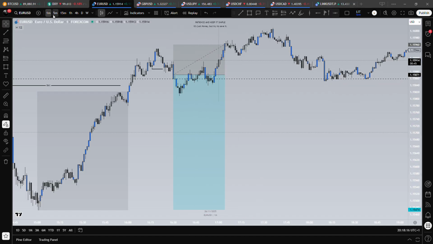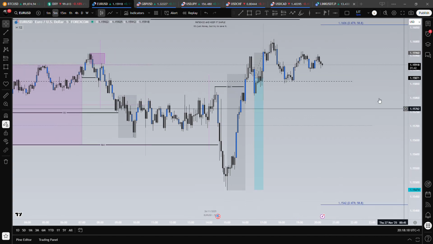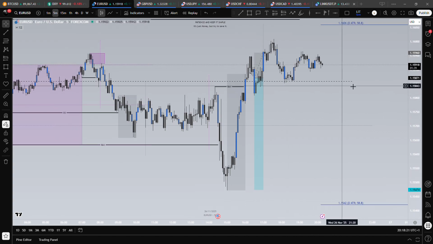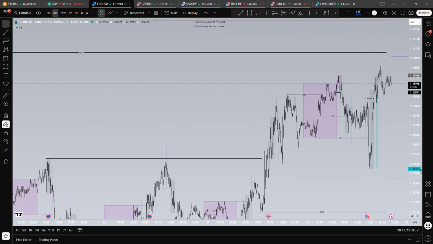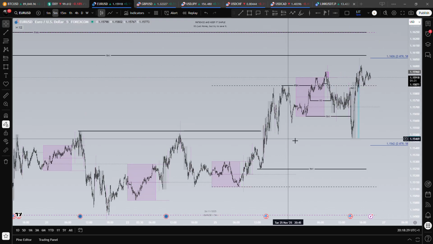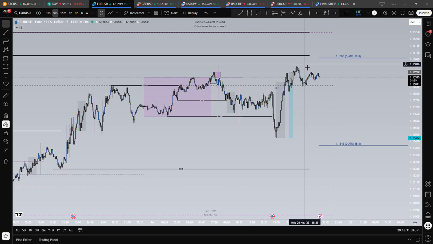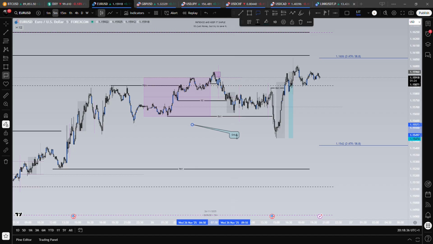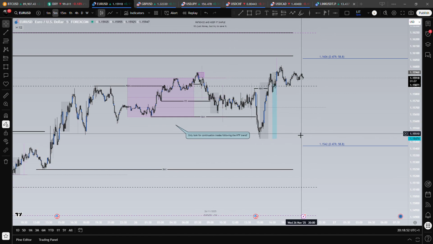So just this continuation trade would have been a stop loss, and then we had some sort of reversal continuation, but it's true that the price was going up, so this is not some sort of continuation. Only look for continuation trades following the higher time frame trend. I have to study this, okay? So I'm gonna take notes.